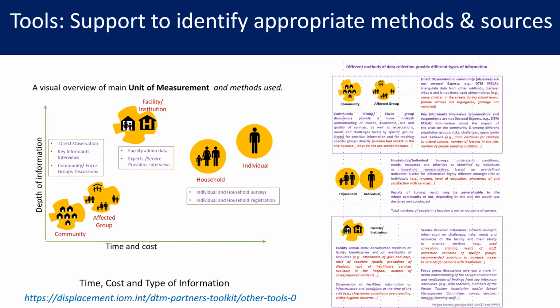So what we saw before were examples of methods and sources that can be used to identify specific protection information useful for protection analysis. There is a tool that you can use that can help identify the appropriate method and source, and it's in the DTM and Partners Toolkit. It's available online at the link on the slide.